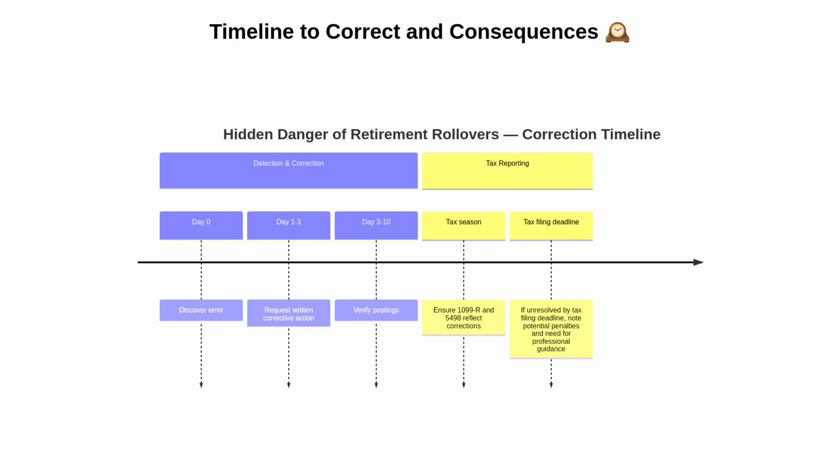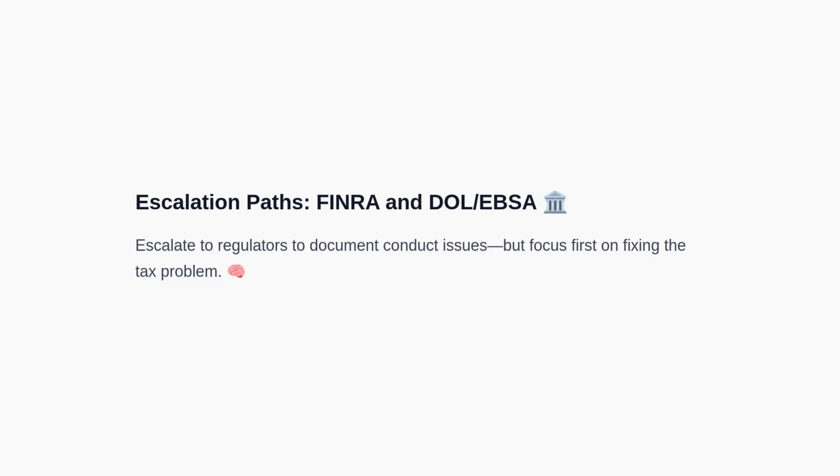This timeline emphasizes urgency. On day 0, you discover the error. Between days 1 and 3, you request written corrective action. By days 3 to 10, you verify postings and confirmations. During tax season, ensure Forms 1099-R and 5498 reflect the corrections. If the issue remains unresolved by your filing deadline, you may face penalties and need professional assistance to address reporting and any relief options.